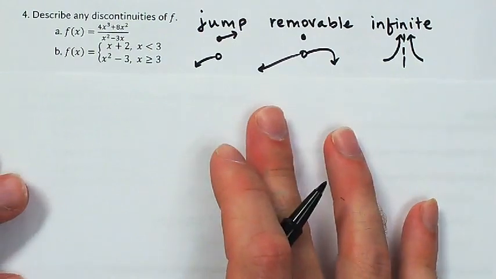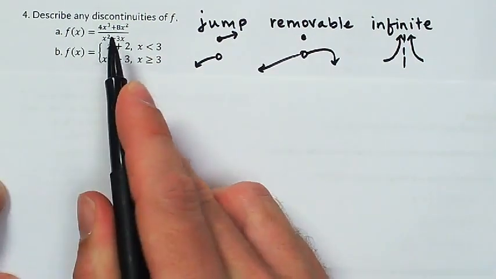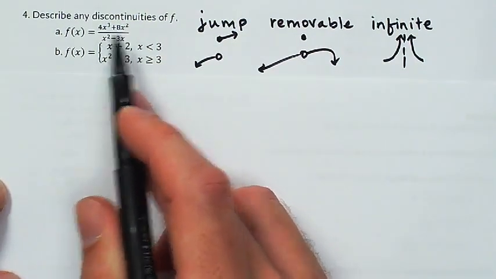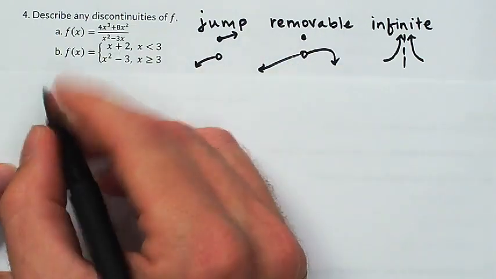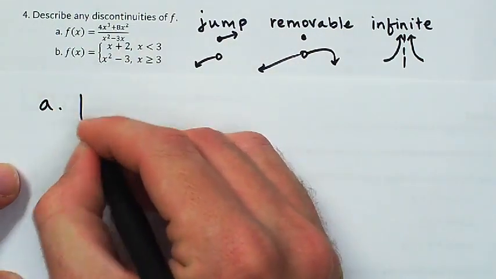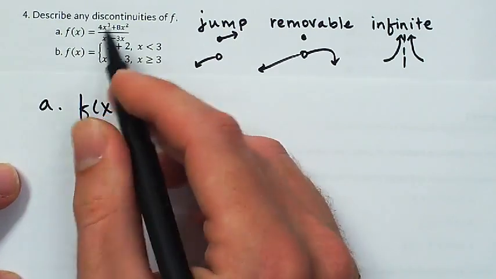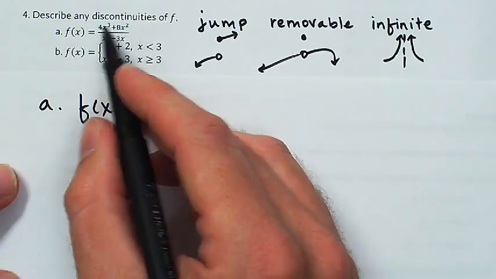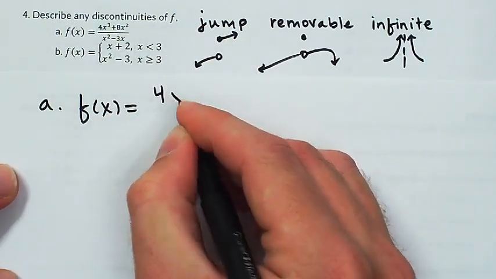So for A, I'm seeing a fraction, and we can have discontinuities at the zeros of the denominator. So what I need to do with this one is factor. So I'm going to say f of x equals, and I'm going to think about the numerator. What's common to both of these things? I've got a 4 and 2 powers of x.